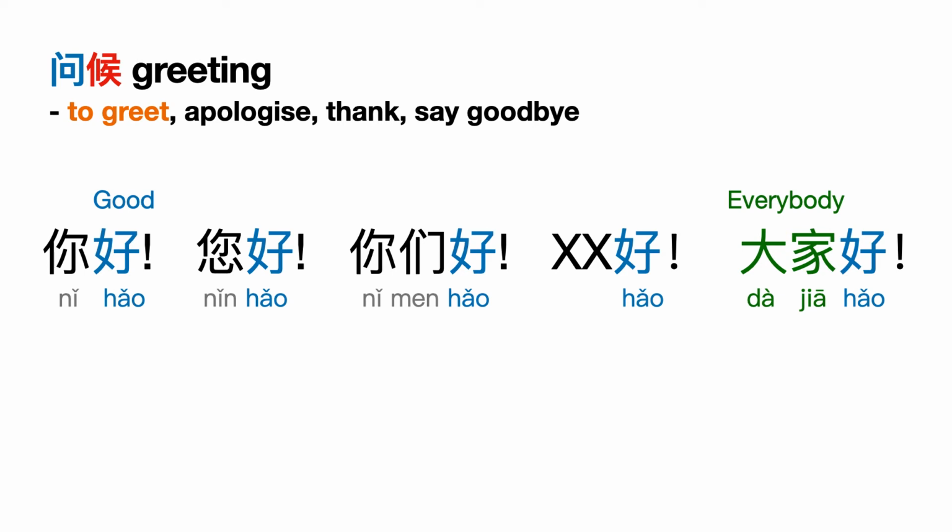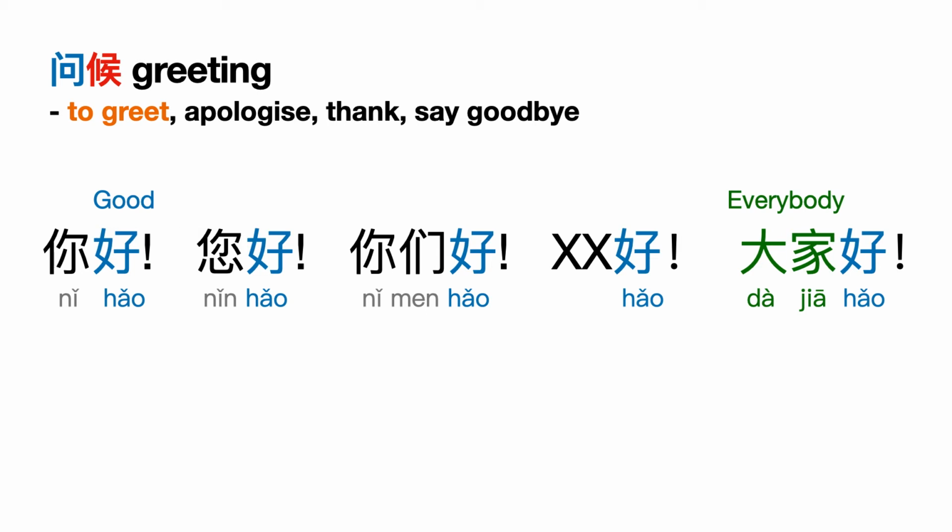您好, nin, hao, 您好. Okay, what about when you meet a group of people, you want to say hello to them? You say 你们好, ni, men, hao, 你们好.